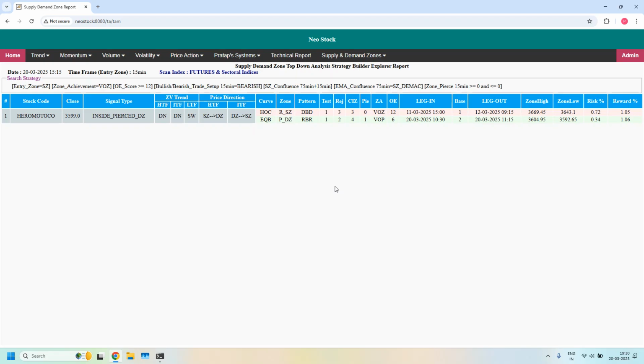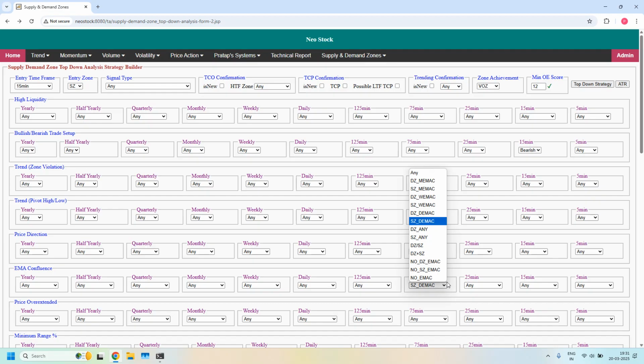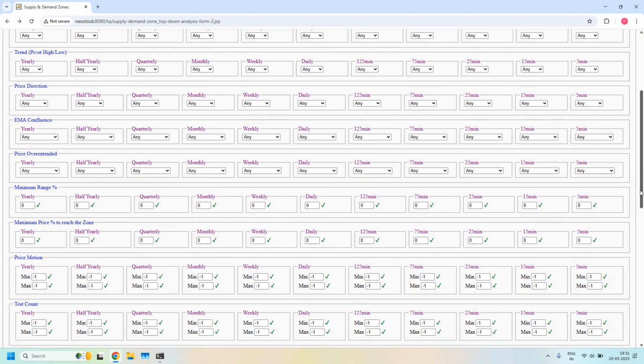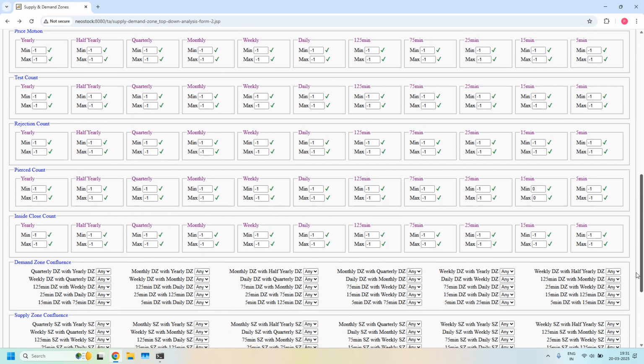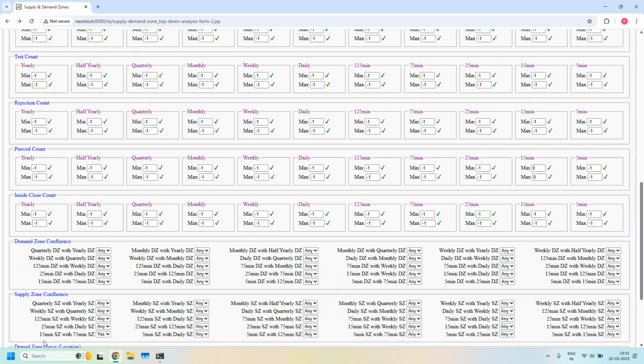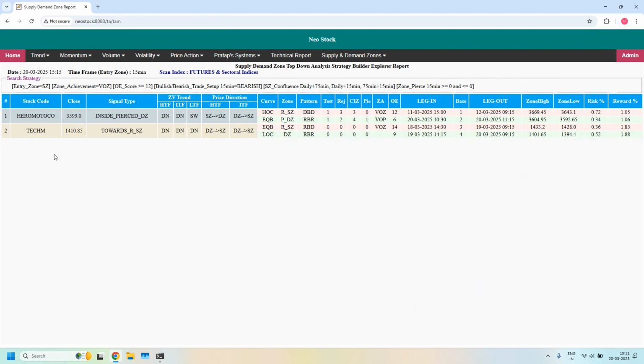Next, we will look into LTF, ITF, HTF supply zone Confluence supported stocks. I removed EMA filter. In the supply zone Confluence, first filter is already enabled. Next, 15 minute supply zone with daily supply zone Confluence, 75 minutes with daily supply zone Confluence. With all the 3 filters, we got 2 stocks. So once again, we got Hero Motors. So very powerful.